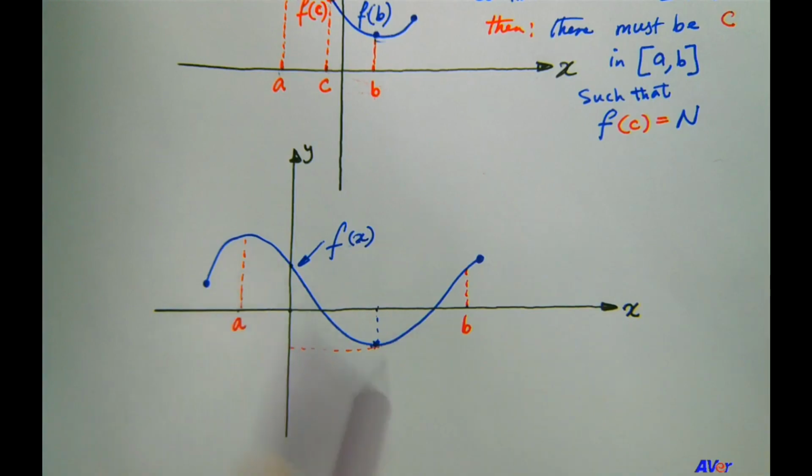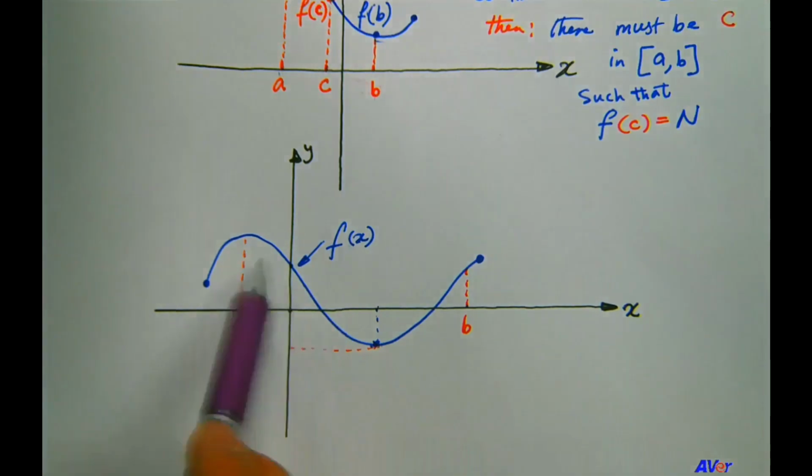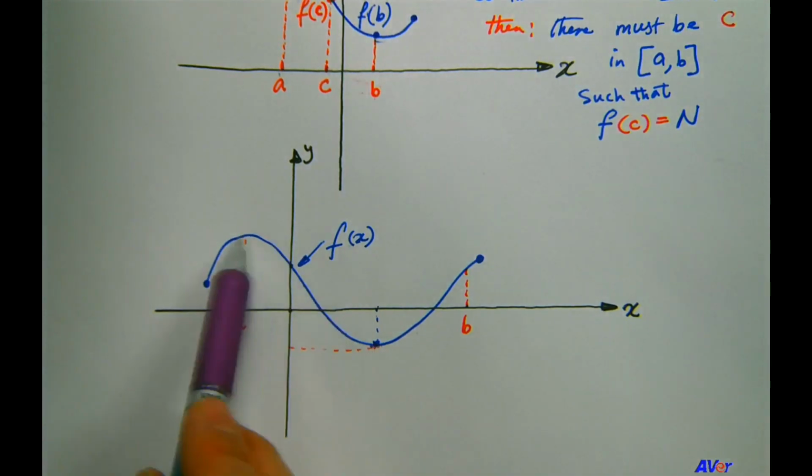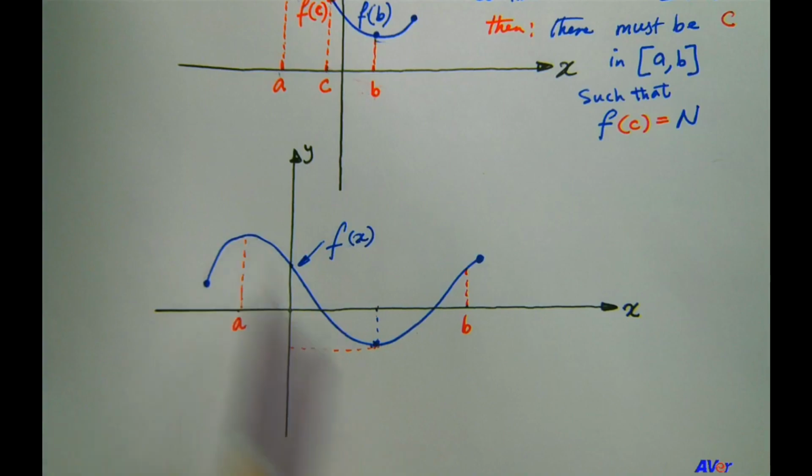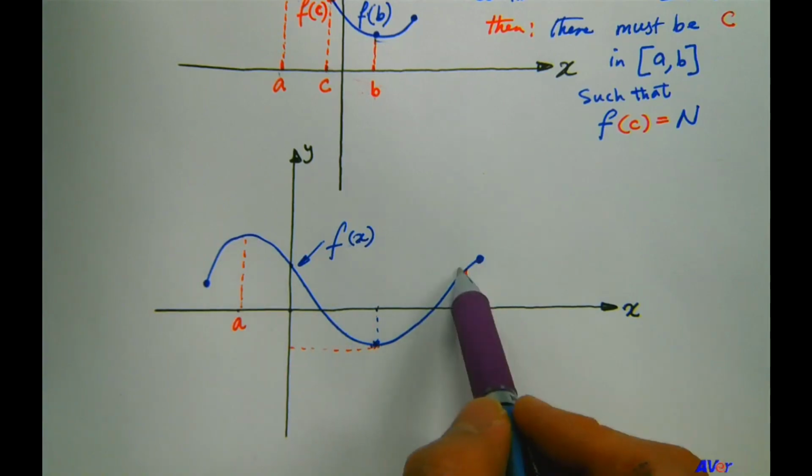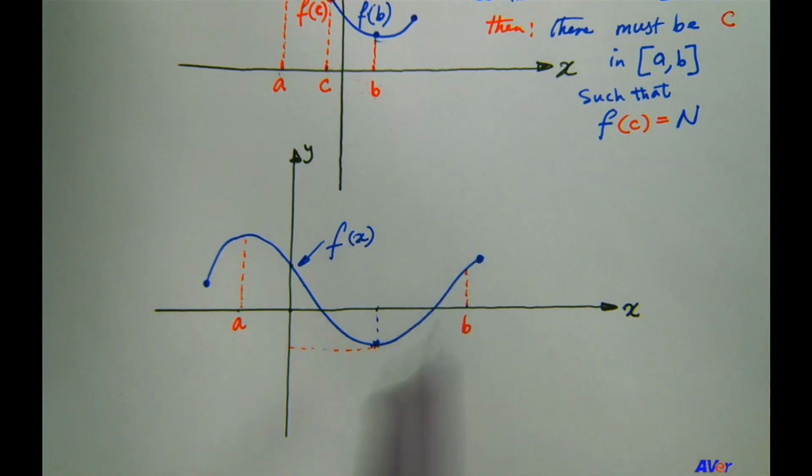So if that happens, if over some interval you have the function changing algebraic sign from positive to negative or from negative to positive, then between those two values, you must have at least one root of the function.